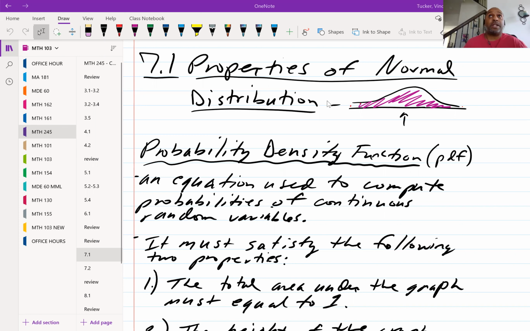So last lecture we closed out chapter 6. So today we're looking to get into chapter 7, which is properties of the normal distribution. All right. So probability distribution function, PDF for short, is an equation used to compute probabilities of continuous random variables.